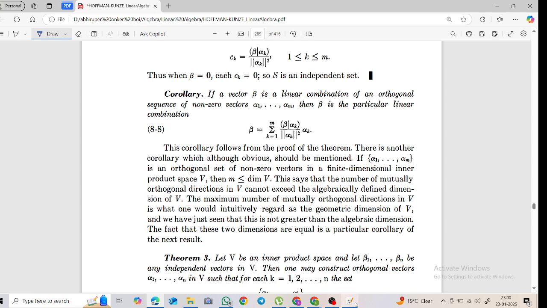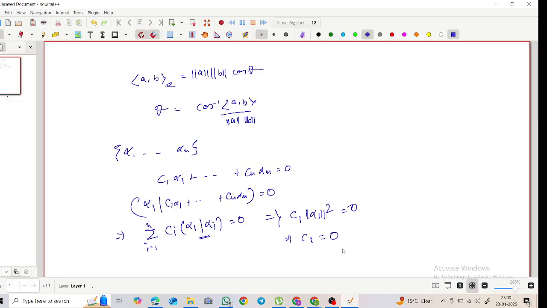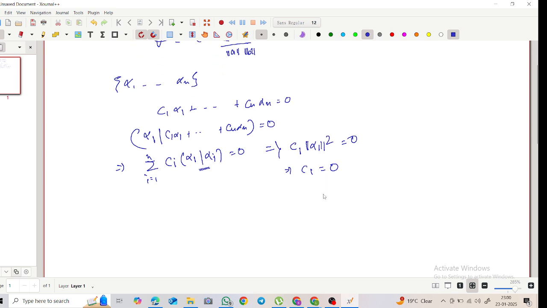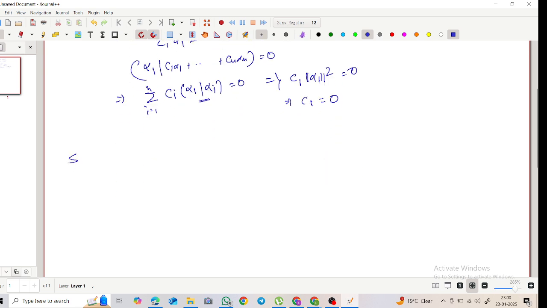Okay, so we have to show another thing. This is also very important. Suppose alpha 1 to alpha n is an orthogonal basis. Suppose beta is any vector written in this orthonormal basis.